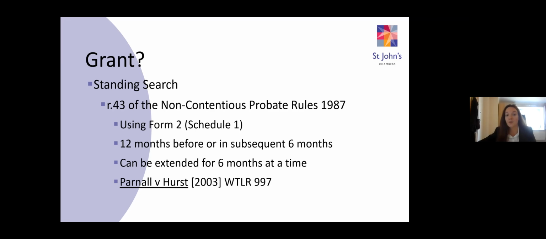This distinction is perhaps all the more important following the decision in Parnell v Hurst, in which entering a caveat where only a 1975 Act claim was being pursued was held to be an abusive process, and those representing the claimant were heavily criticised for using the caveat procedure.